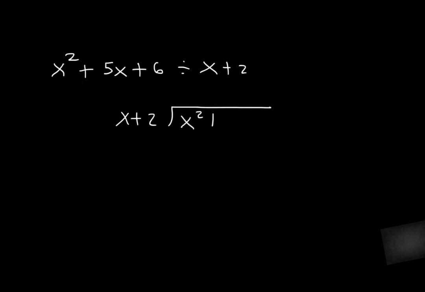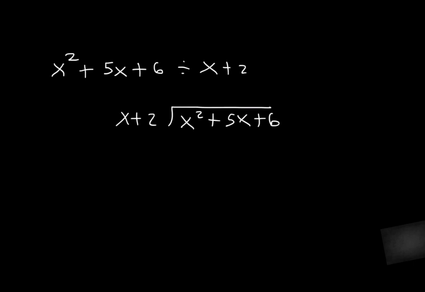Let's divide x squared plus 5x plus 6 by x plus 2. So we're going to put the x plus 2 on the outside and the x squared plus 5x plus 6 on the inside. The denominator should go on the outside.